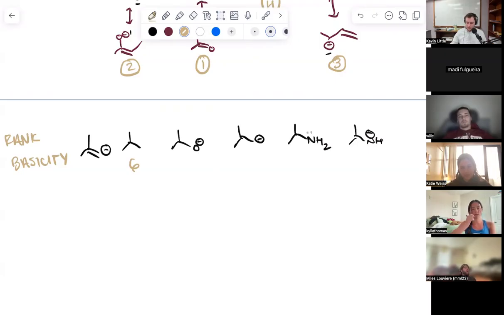Then this guy's got a lone pair but no negative charge. So I'm going to automatically put him at fifth. A negative charge thing is going to more want a proton. Then the comparisons between a carbon, oxygen, carbon, and nitrogen, all with negative charges. What is the most stable negative charge there?